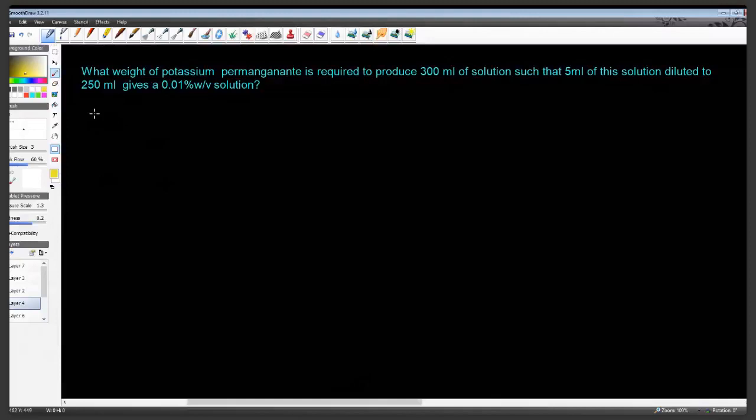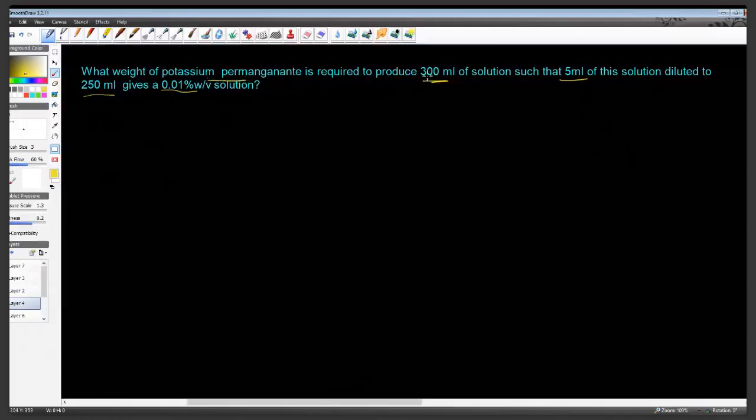So the key thing to note is the concentration to which it is diluted, which is the 0.01%, and also the volume of your diluted solution. You also need to pay attention to what volume, the 5 ml, is taken out from the original stock. And our task is to figure out what the weight of the potassium permanganate should be to make a stock solution.